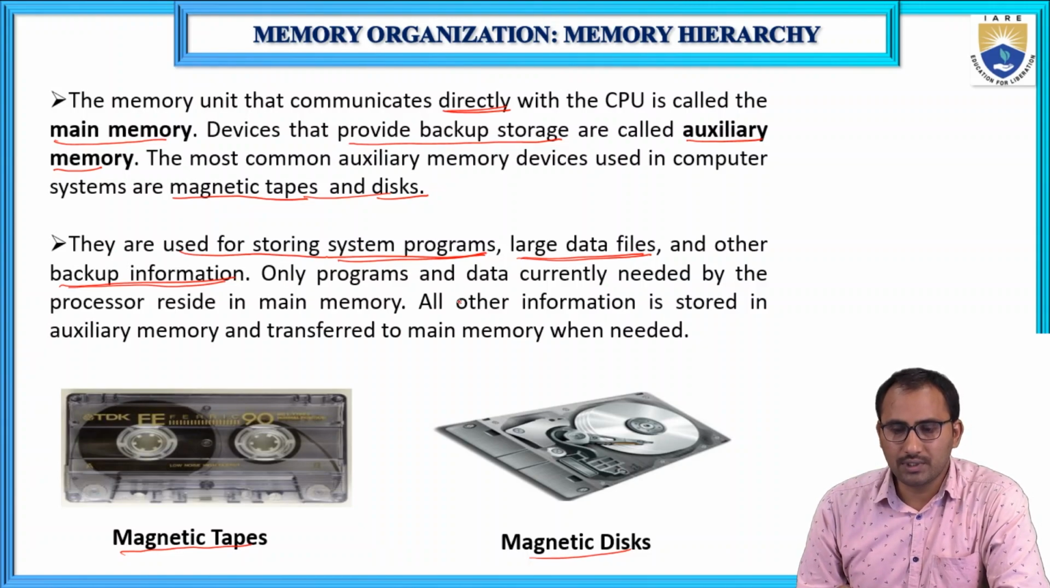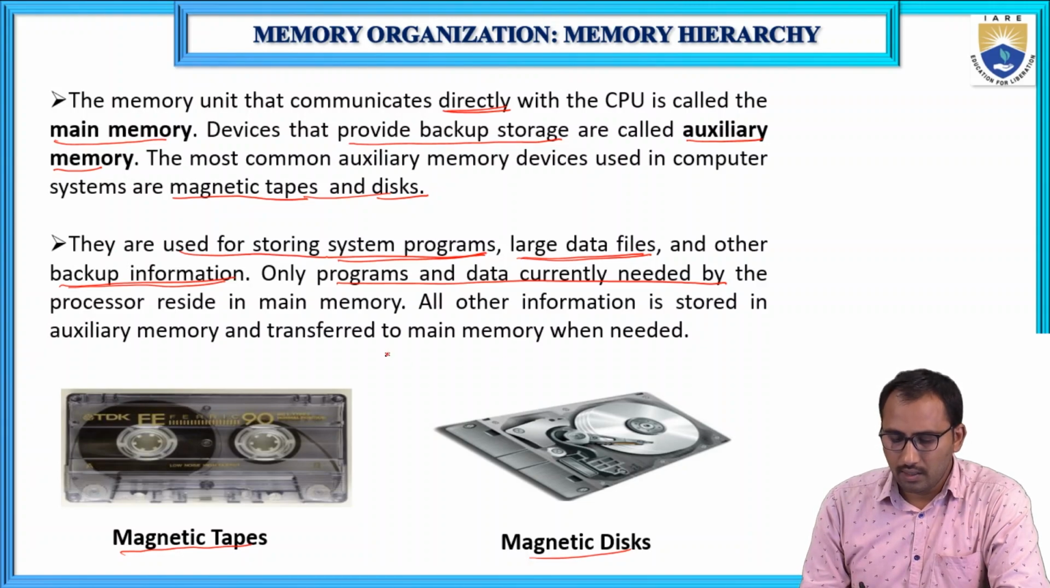And only the programs and the data currently needed by the processor reside in the main memory. The programs and data which are not needed by the CPU will be transferred to the auxiliary memory. Why are we transferring the not required programs and data to the auxiliary memory? In order to free up the space of the main memory, because main memory is limited in size. That's why we are transferring the not needed programs and data to the auxiliary memory.